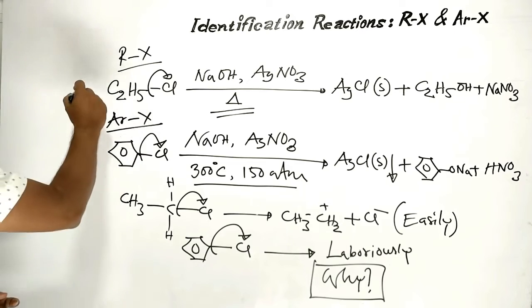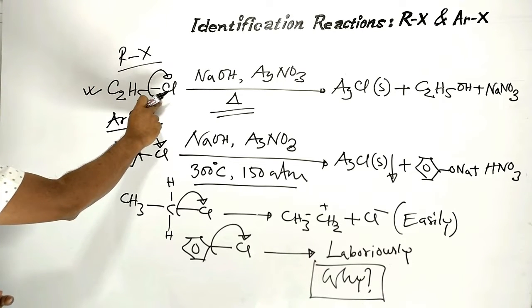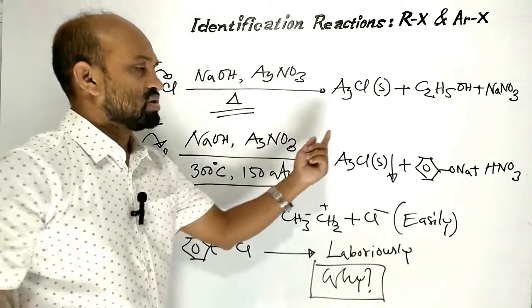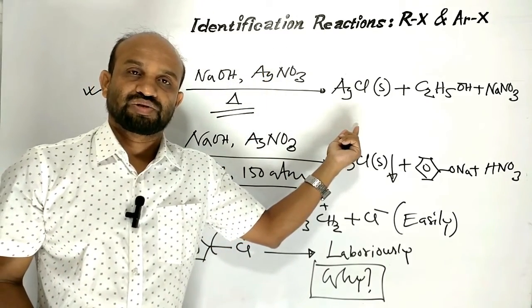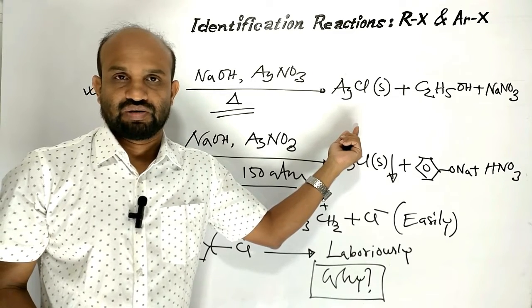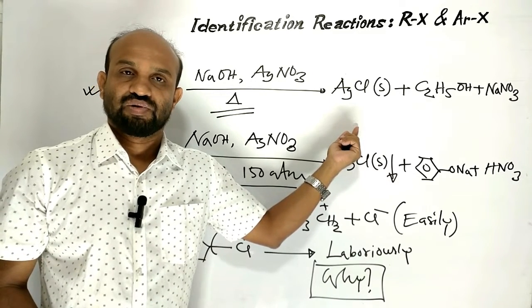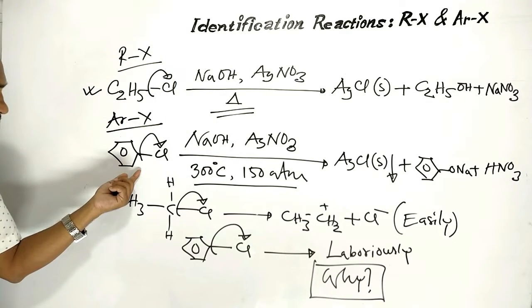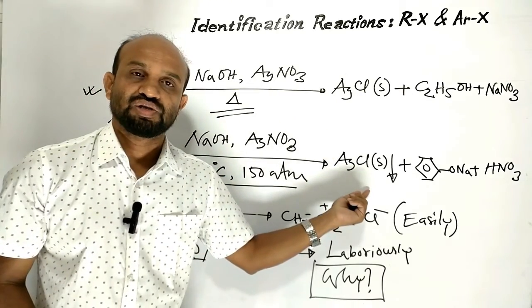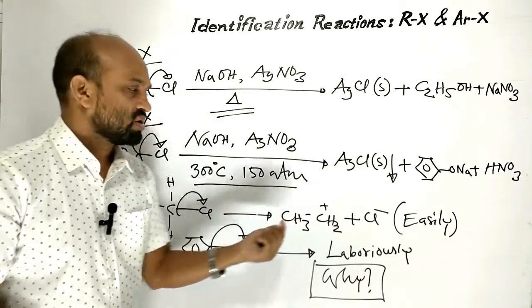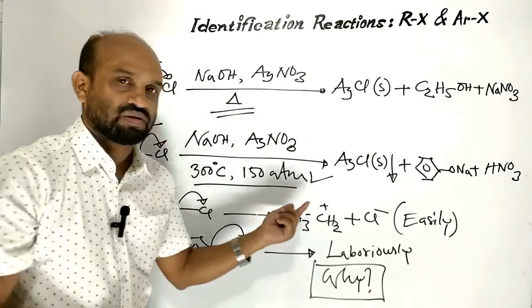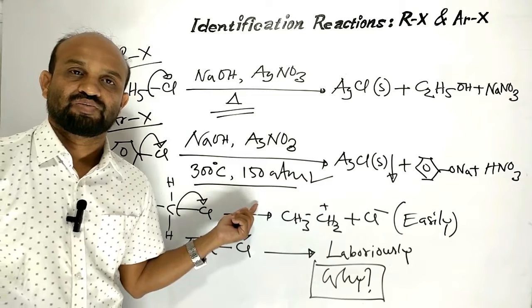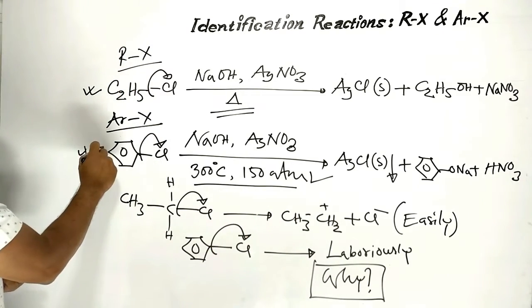Here, alkyl halide reacting with sodium hydroxide and silver nitrate forms a white precipitate of silver chloride at normal condition. This white precipitate of silver chloride confirms the presence of alkyl halide. But in case of aryl halide, silver chloride deposits as a white precipitate, but at drastic condition. This white precipitate of silver chloride at drastic condition proves the presence of aryl halide.